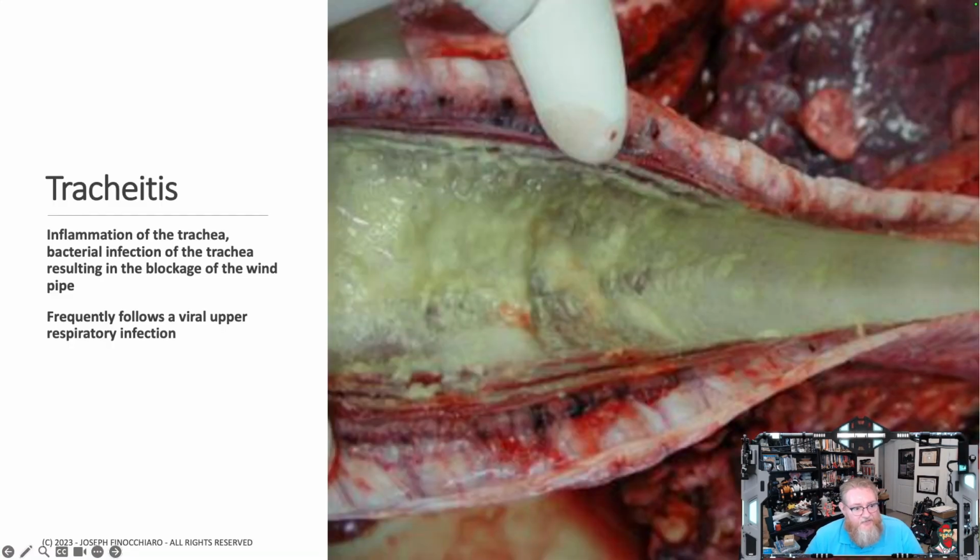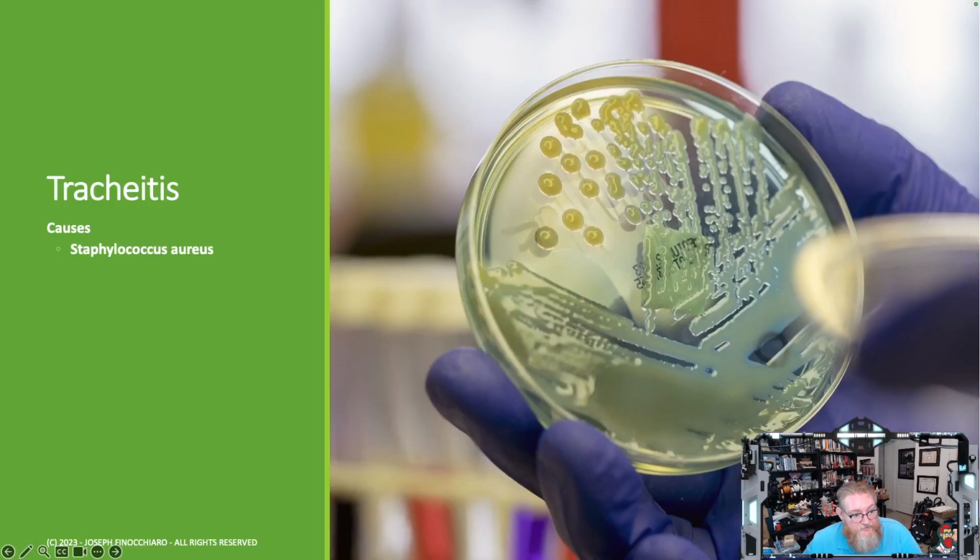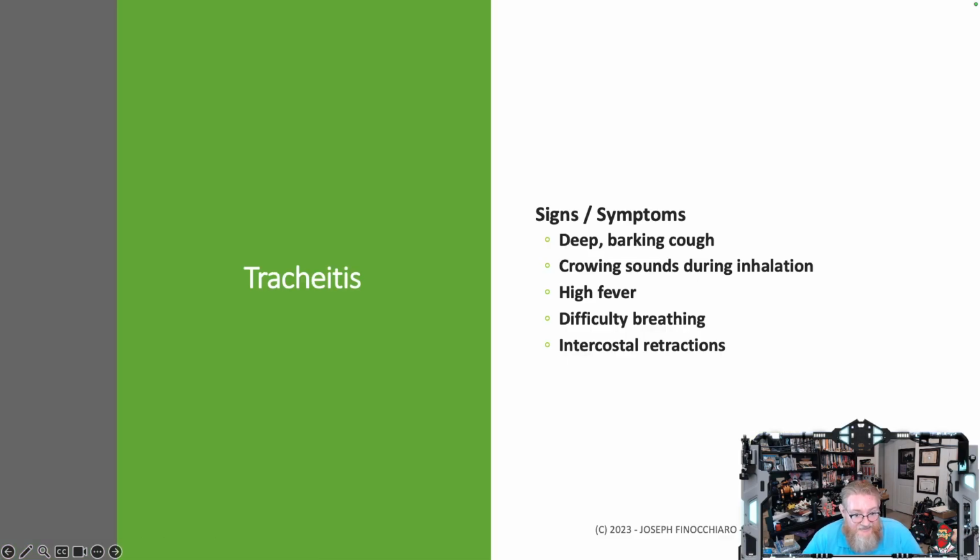Tracheitis. Inflammation of the trachea, a bacterial infection of the trachea resulting in the blockage of the windpipe. It frequently follows a viral upper respiratory infection. A common cause of tracheitis is Staphylococcus aureus. Signs and symptoms of tracheitis include a deep barking cough, crowing sounds during inhalations, high fever, difficulty breathing, and intercostal retractions.